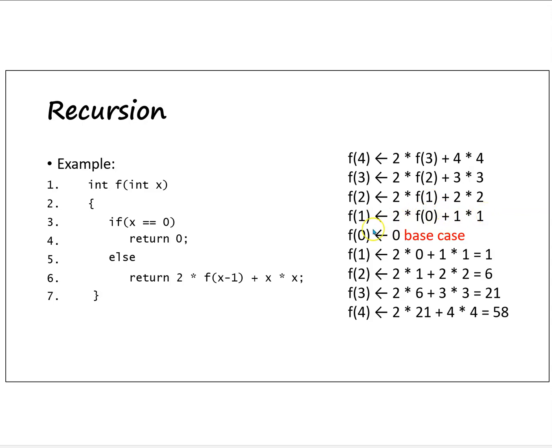So the base case will return 0, which we then plug into f of 1, which will give us 2 times 0 plus 1, which is 1. Then we take 1 and plug it into f of 2, which gives us 2 times 1 plus 4, which is 6. Then we take 6 and we plug it into f of 3, which gives us 12 plus 9 equals 21. And we plug f of 3 into f of 4, which gives us 58.